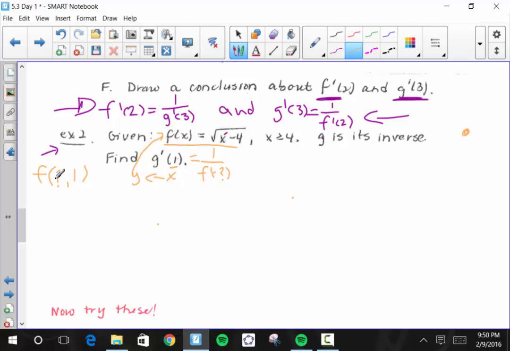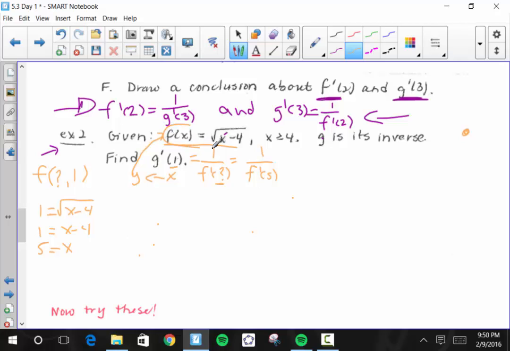Okay, so what we do is we take this 1, plug it in for the y here, and solve for the x. So we have 1 is equal to the square root of x minus 4. Since 1 is equal to the square root of x minus 4, we have 1 is equal to x minus 4. That was the easy step. And therefore, x is equal to 5. So we found what the question mark is. The question mark was 5. So this is equal to 1 over f prime of 5. Now let's find the derivative and figure out what f prime of 5 is.